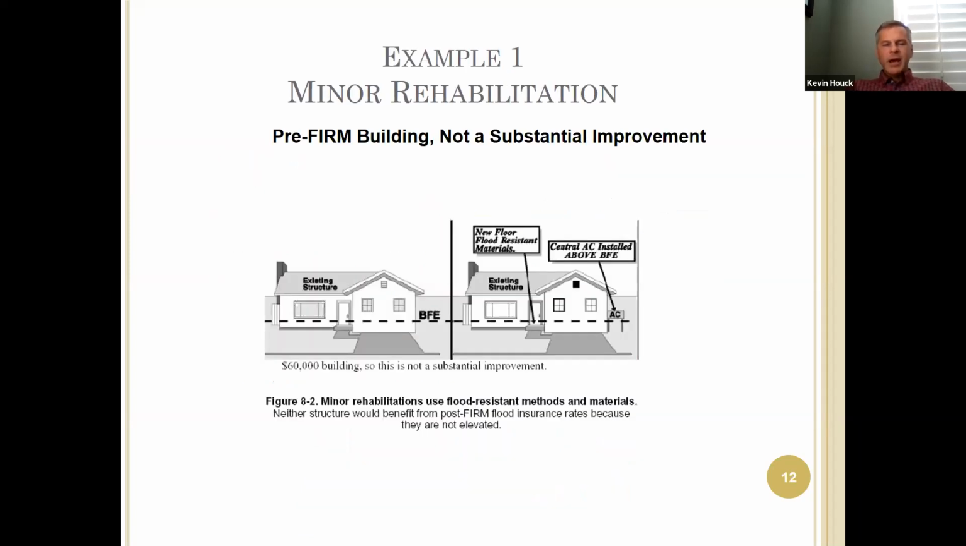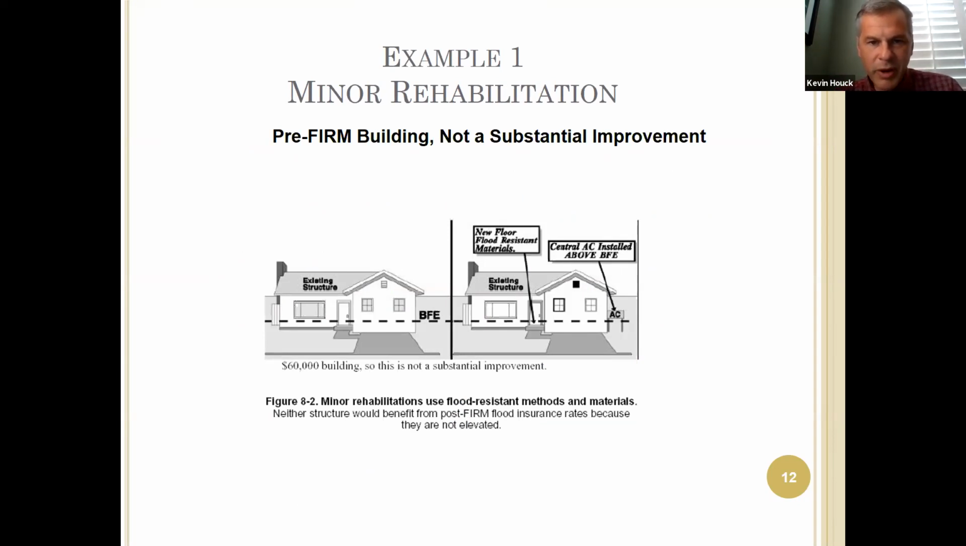Okay, now we're going to go into some examples, starting easier and getting progressively harder. So the first one talks about a minor rehabilitation. I'll just walk you through each one of these slides. Again, the first few are fairly simple, and the last couple may trip me up. They always do when I present this.